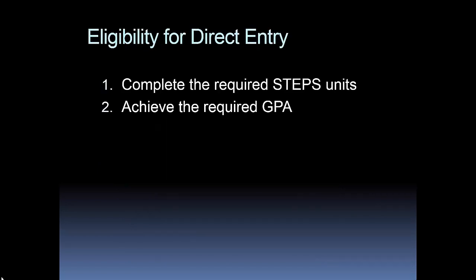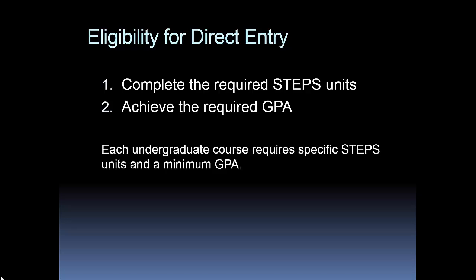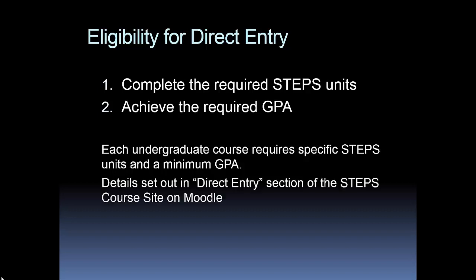So in terms of eligibility for direct entry, as I mentioned, you need to complete the required STEPS units and achieve the required GPA. And each undergraduate course requires specific STEPS units and a minimum GPA. So it depends on which course you're intending to apply for as to which ones you'll require. And the details are set out in the direct entry section of the STEPS course site on Moodle.